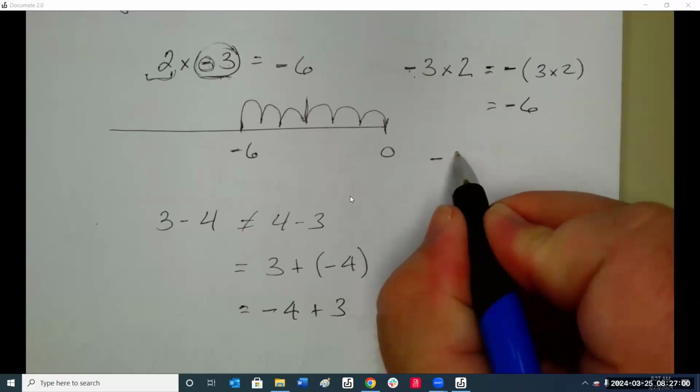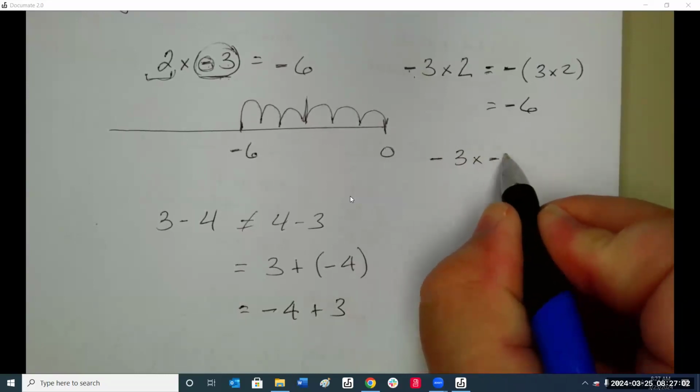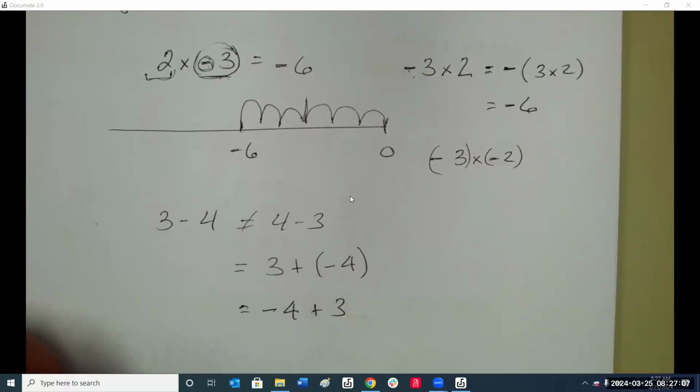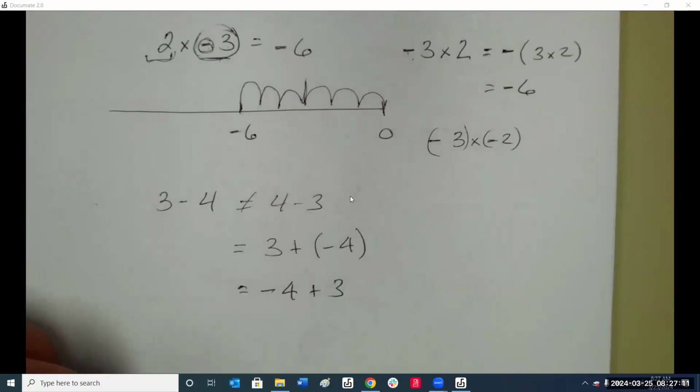But what about something like this? How would you show that to the kids? Negative signs, they don't go together, so that they cancel each other out, or that they don't want to be together.